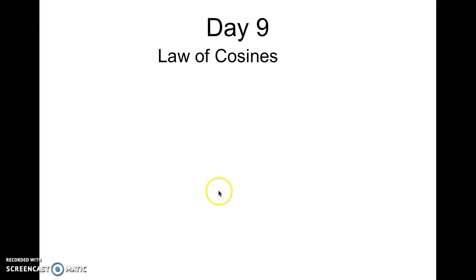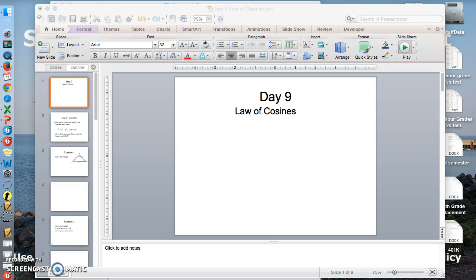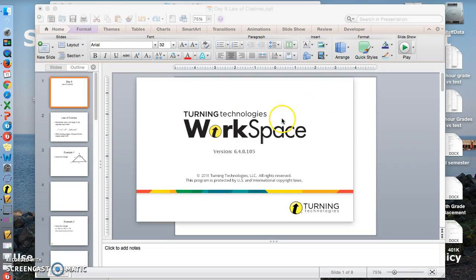Today we're going to take a look at the law of cosines, and like the law of sines that we did the other day, this can be used for non-right triangles.